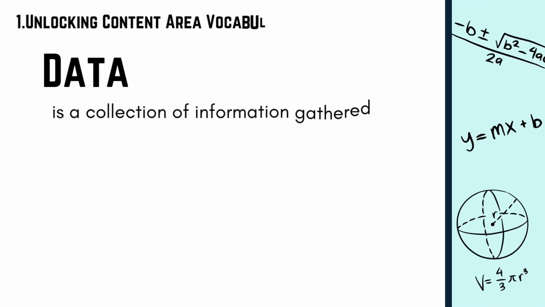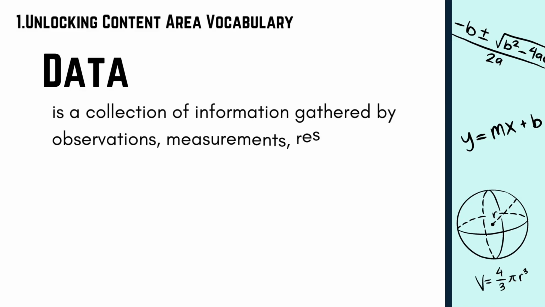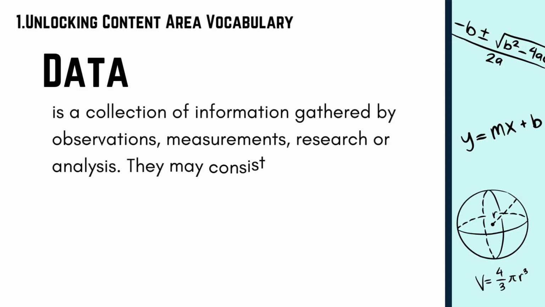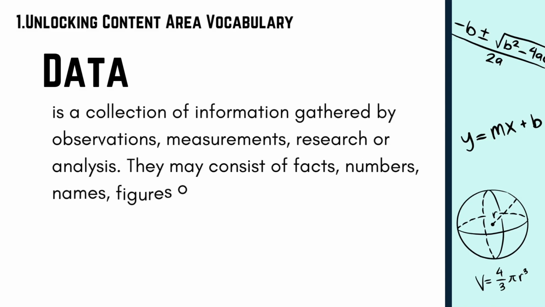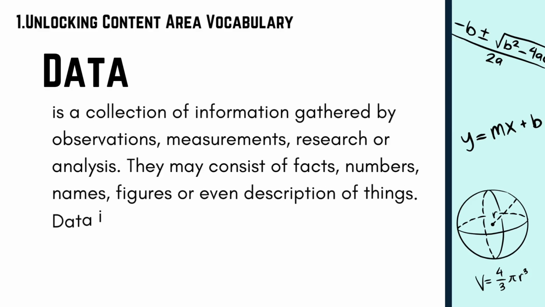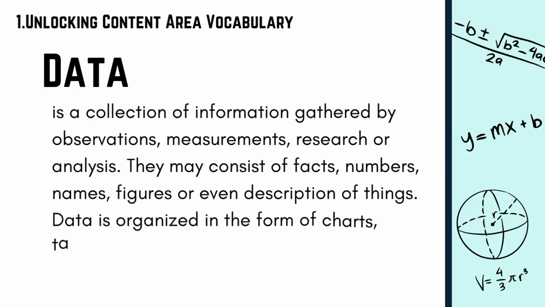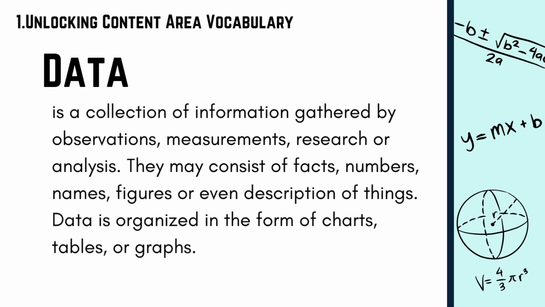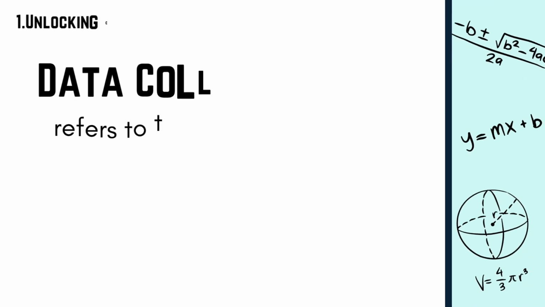Okay, so now let's unlock our content area vocabulary. So again, data is a collection of information gathered by observations, measurements, research, or analysis. They may consist of facts, numbers, names, figures, or even description of things. Data is organized in the form of charts, tables, or graphs.